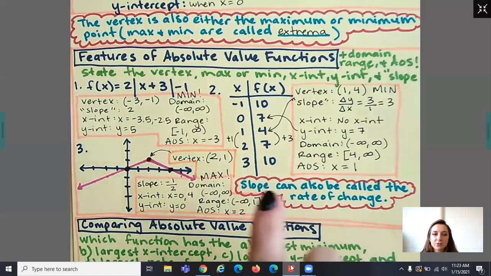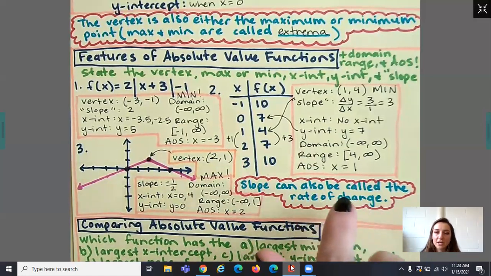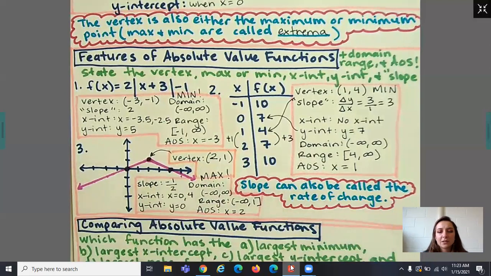Okay, and I just put this extra little note in here. The slope can also be called the rate of change. Hopefully you remember that from Math 1, but that's not going to be something that will usually be asked of you. It's just kind of some extra information.